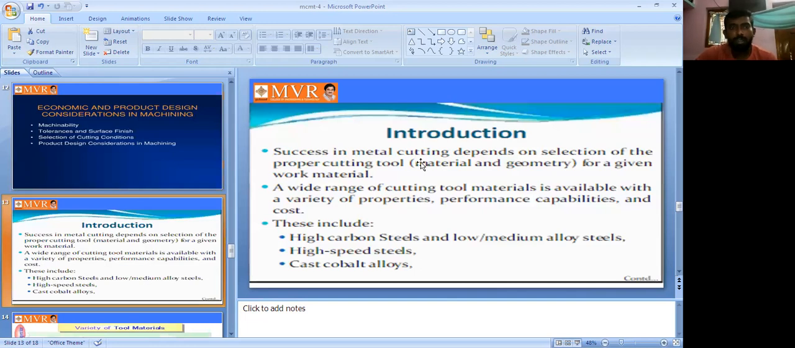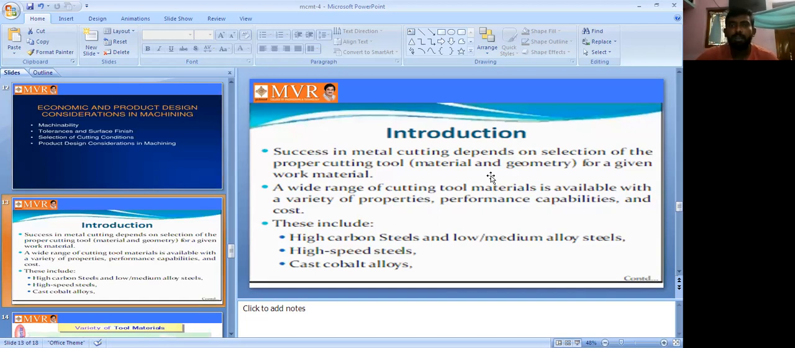Tool material. In this topic we will discuss tool material. We have single point cutting tools and multi point cutting tools. The tool is very important. The tool is manufactured using some metals. What kind of metals are we using for the tool?